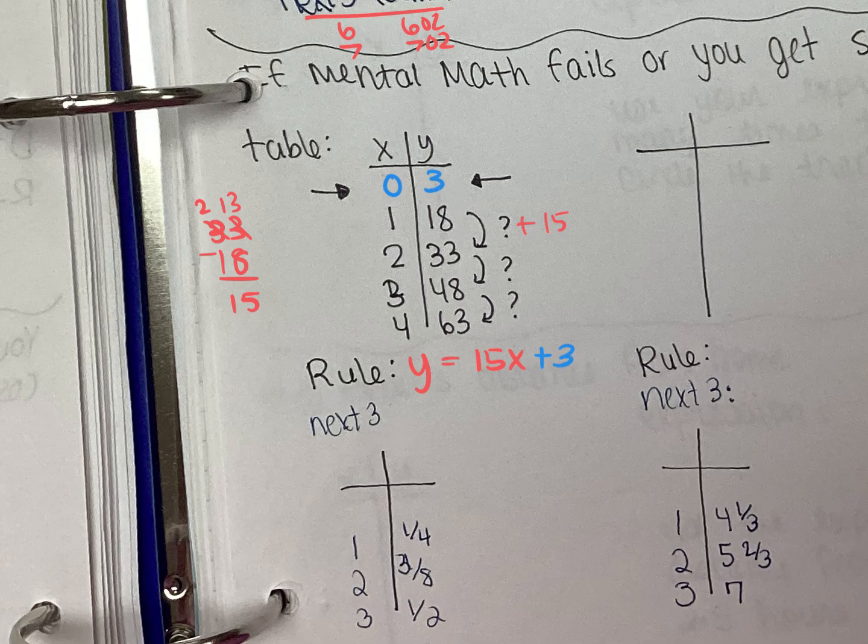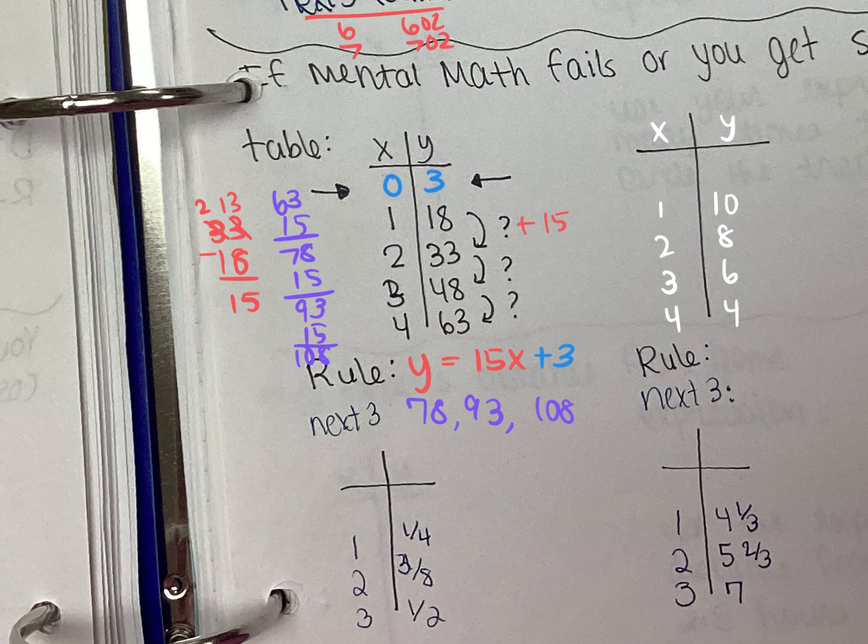Tell me the next 3 terms. I got 78, 93, and 108. I just decided to add 15, and I got 78. Then I added 15, and I got 93. I added 15, and I got 108.